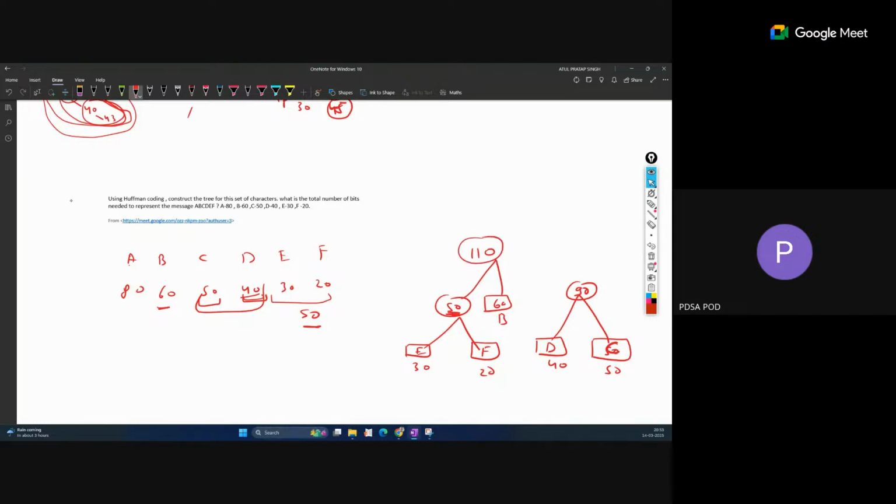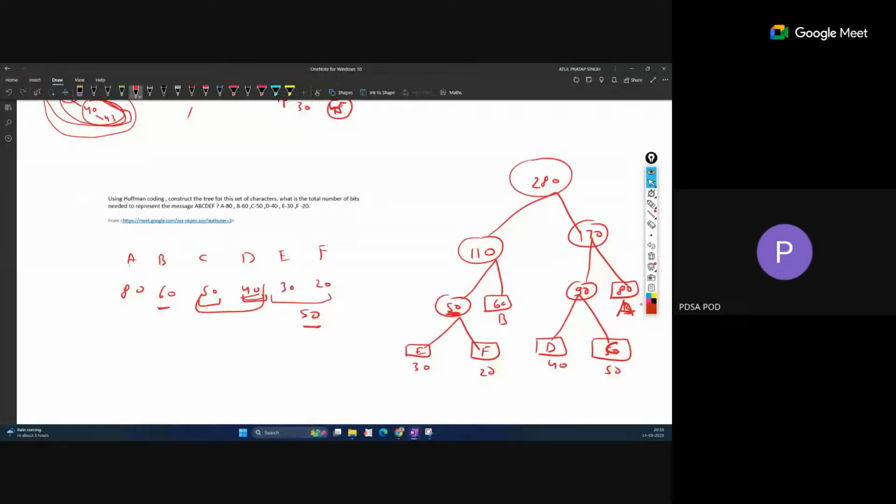And now 80 will add with this. So 80, this is for A. Sorry, A. So this will get 90 to 170, and this will combine both. So this will come to 80.